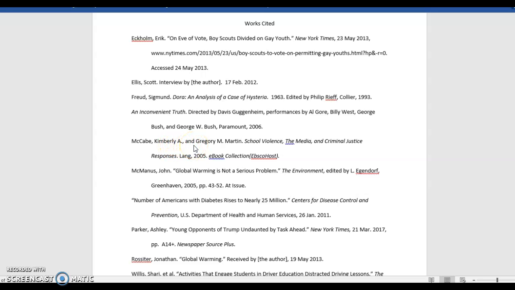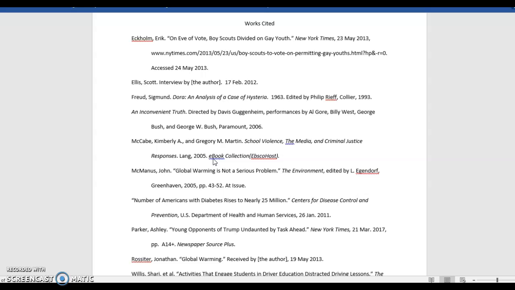This book has actually two authors. So the second author's name is given straight. That is first name first, last name last. So Gregory M. Martin, and a period. The title of the book, School Violence, the Media and Criminal Justice Responses, italicized, period. Then we give the name of the publisher shortened, and this is Lang, comma, 2005, period.